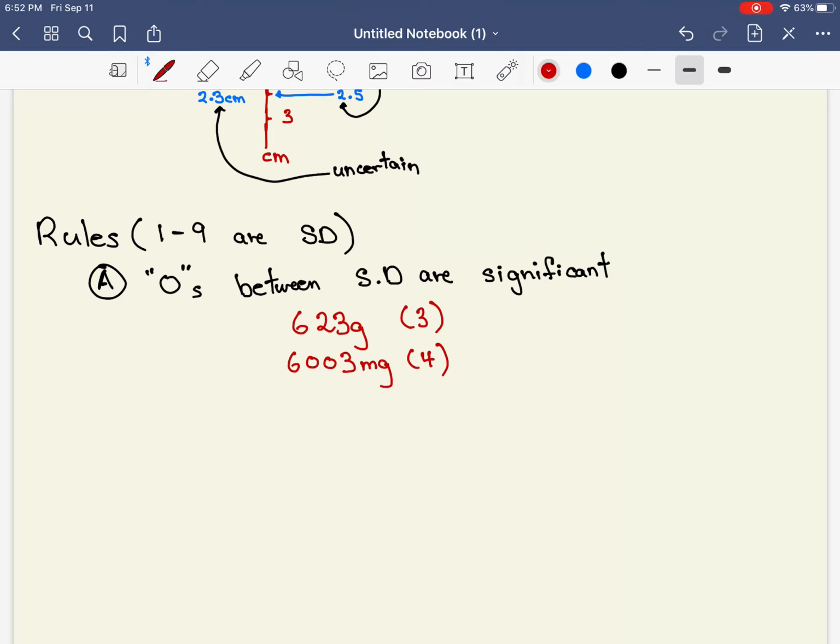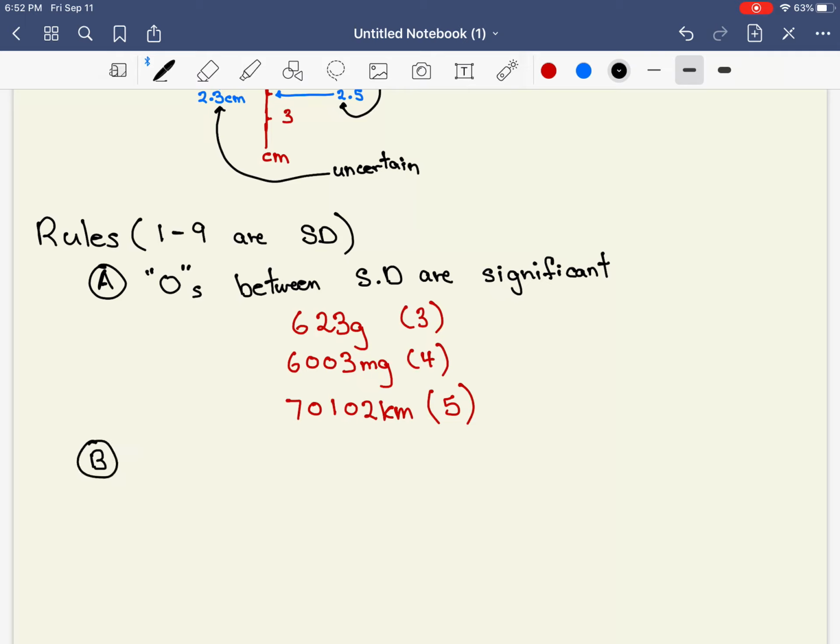One more. 70,102 kilometers. Well, we can be sure that this is going to be significant, and whether what's between is 0 or not, they all count. So your answer here should be 5, because all of these digits are important. Okay, so that's rule number 1. So let's take a look at rule number 2.